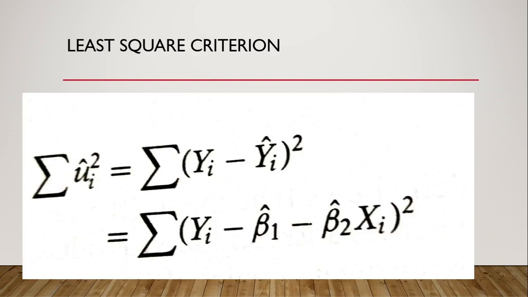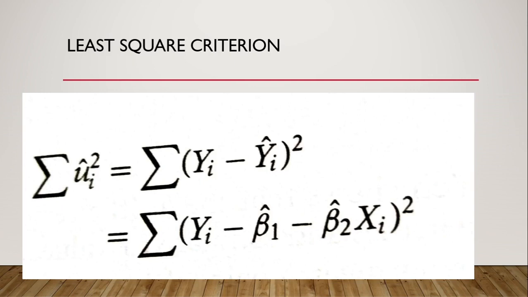So ui hat is the residual term. So we are squaring all the residual terms. We take u1 square, u2 square, u3 square up to un square. Then we add all these residuals together. So sigma ui hat square, that is the sum of squared residuals. So we know that ui is equal to yi minus yi hat.